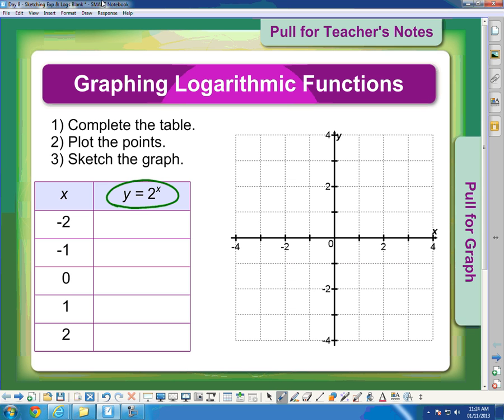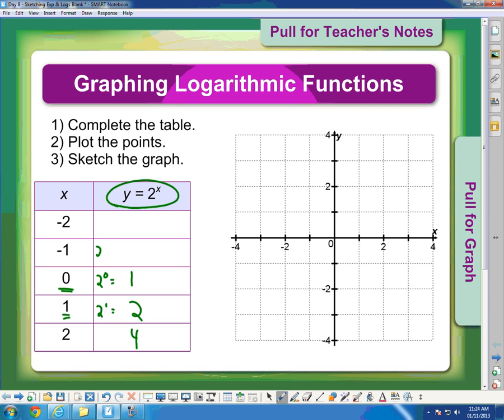So I'm going to start at 0 here. If x is 0, this would be y equals 2 to the power of 0, and 2 to the power of 0 is 1. If x is 1, this would be 2 to the power of 1, so of course that's 2. This would be 2 to the power of 2, so that's 4.